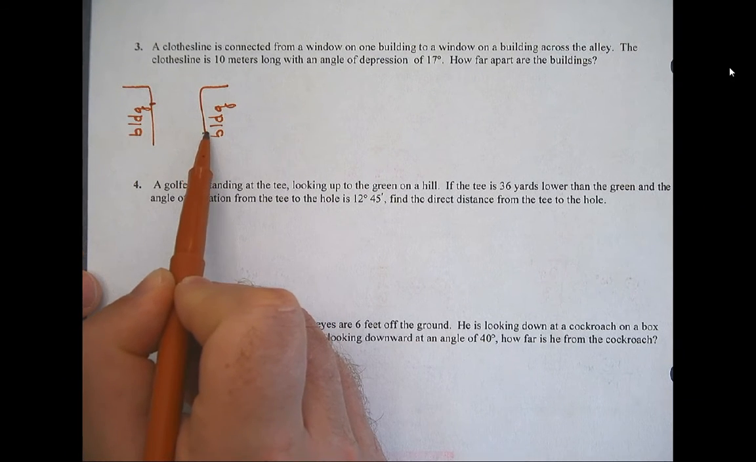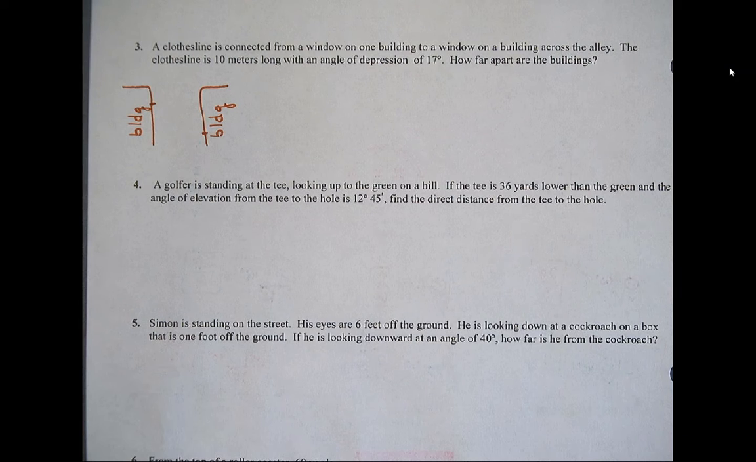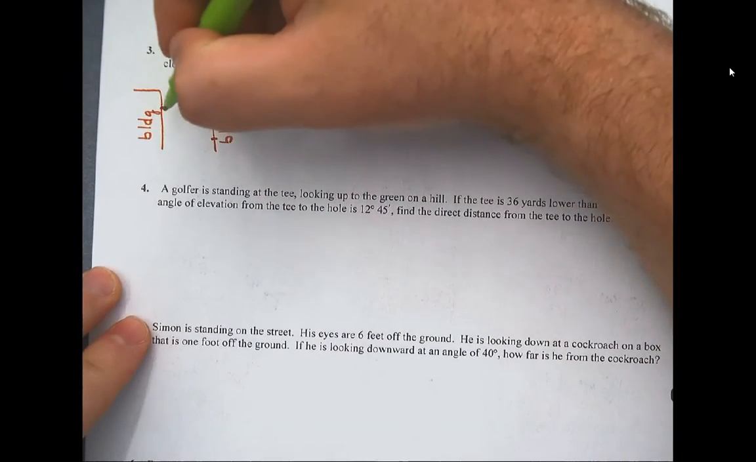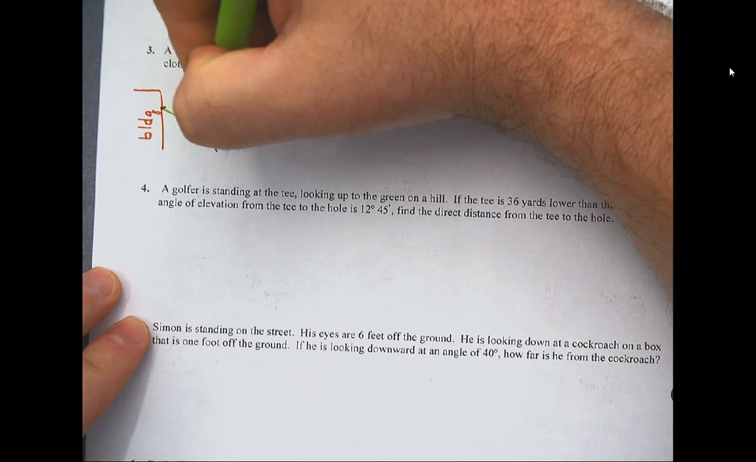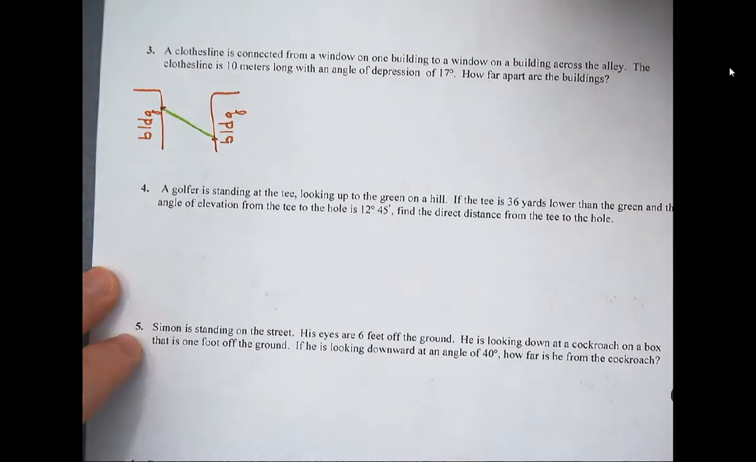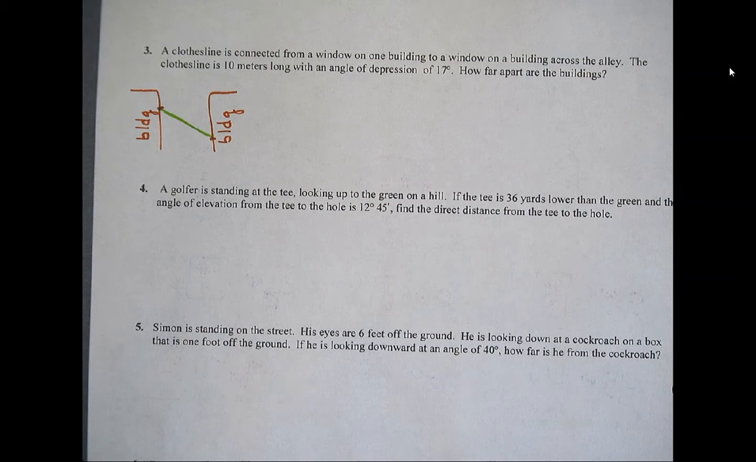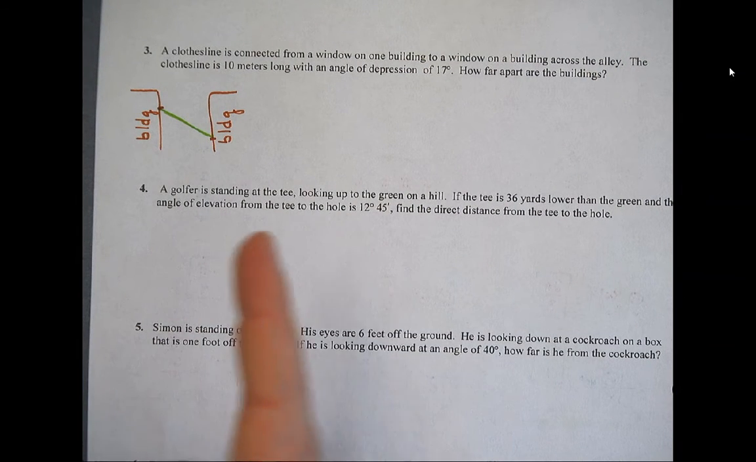Then here's the other neighbor's window. And they've got a clothesline between their windows, because they didn't have washing machines back then. So they used these clotheslines to hang out their wet clothes. So there's our clothesline. Now I've got a good picture drawn. I've got the clothesline. I've got the two buildings.